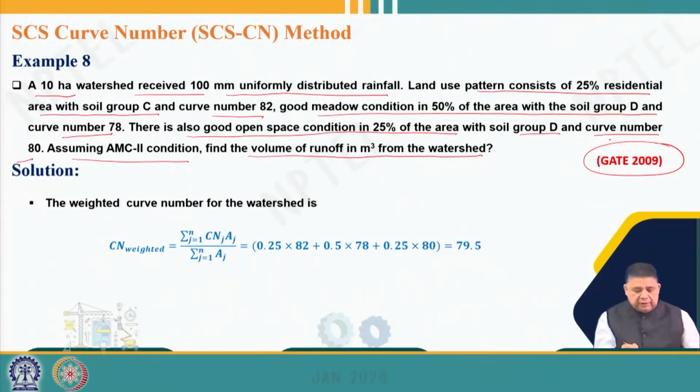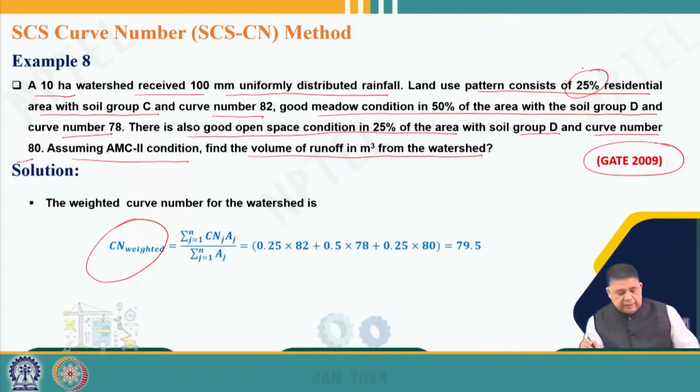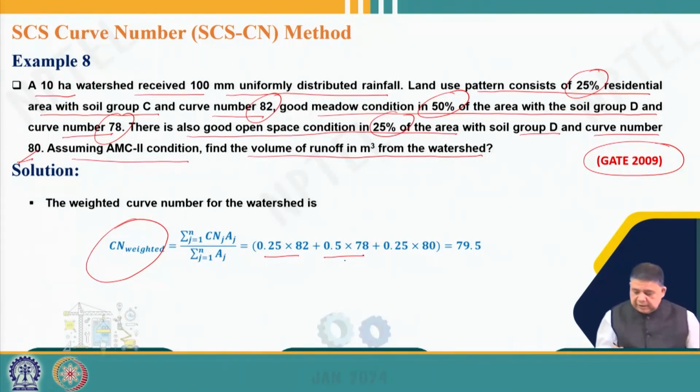Of course, we know the procedure by this time. When there are multiple land uses and multiple conditions, the curve numbers will vary. So in that case, we first have to calculate the weighted curve number. In this case, we have three different conditions. 25% of the area has a curve number of 82, 50% has a curve number of 78, and the remaining 25% has a curve number of 80. So the weighted curve number we get is 79.5.